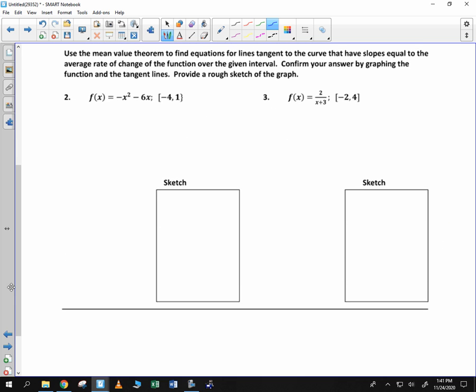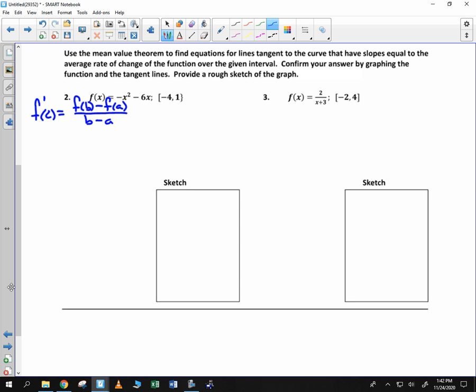So we're going to kind of bring this into play with a couple examples. Use the mean value theorem to find the equations for lines tangent to the curve that have slopes equal to the average rate of change of the function over a given interval. Confirm your answer by graphing the function, the tangent lines, provide a sketch. So we're going to use the conclusion of the mean value theorem here to find these equations for these tangent lines. f prime of c is equal to f of b minus f of a over b minus a.